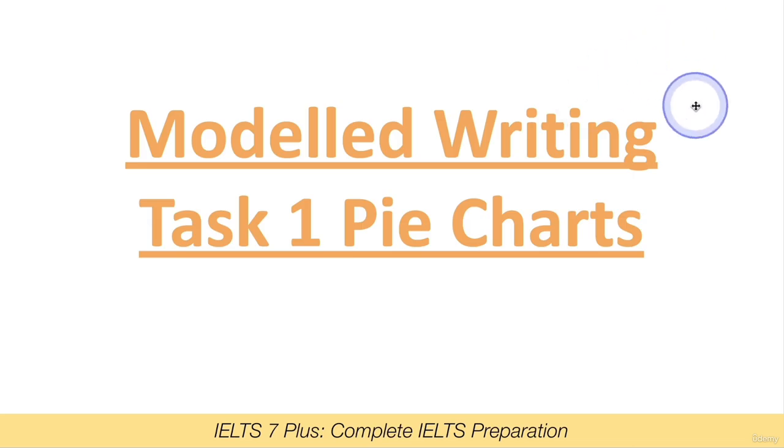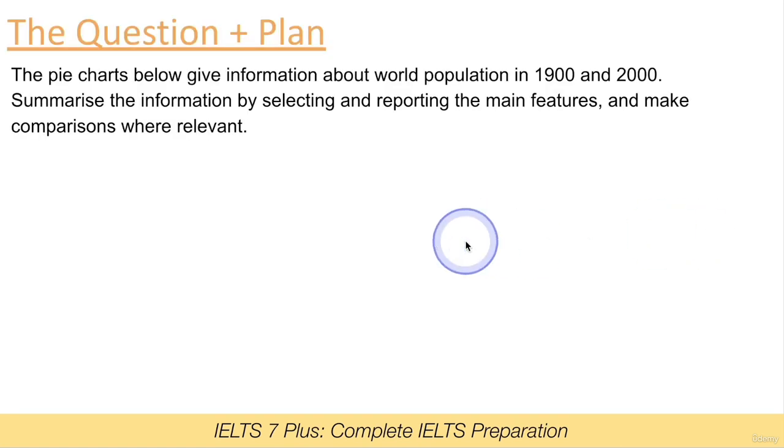We'll dive into the first question, which is all about pie charts, a popular type of question in task 1. And this S here suggests there's more than one pie chart, so perhaps 2. Let's look at the question together. The pie charts below give information about world population in 1900 and 2000. Summarize the information by selecting and reporting the main features and make comparisons where relevant.